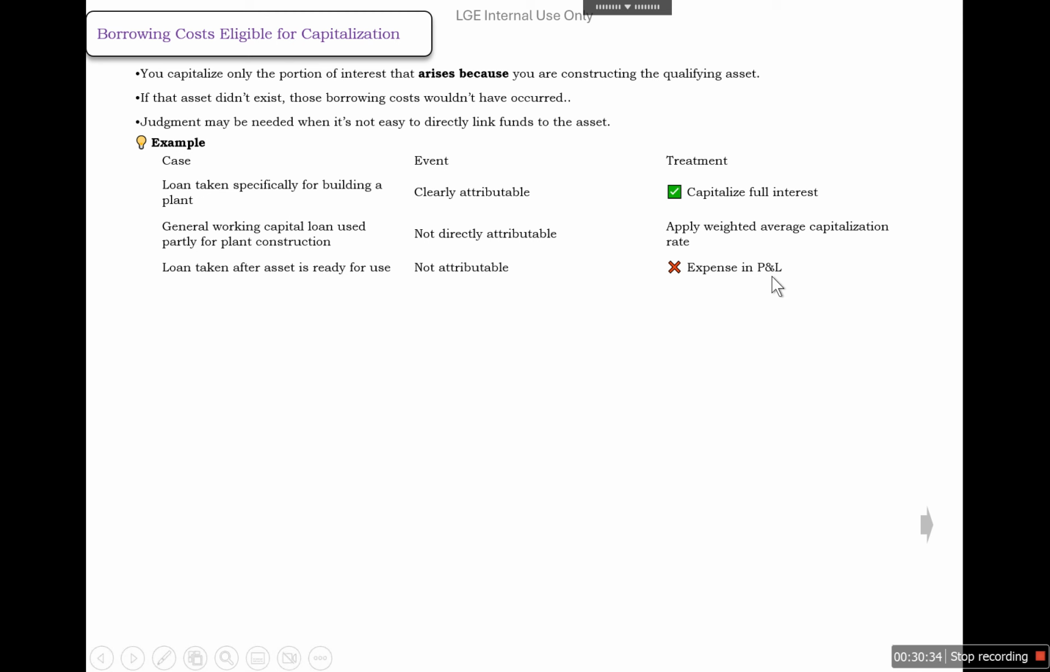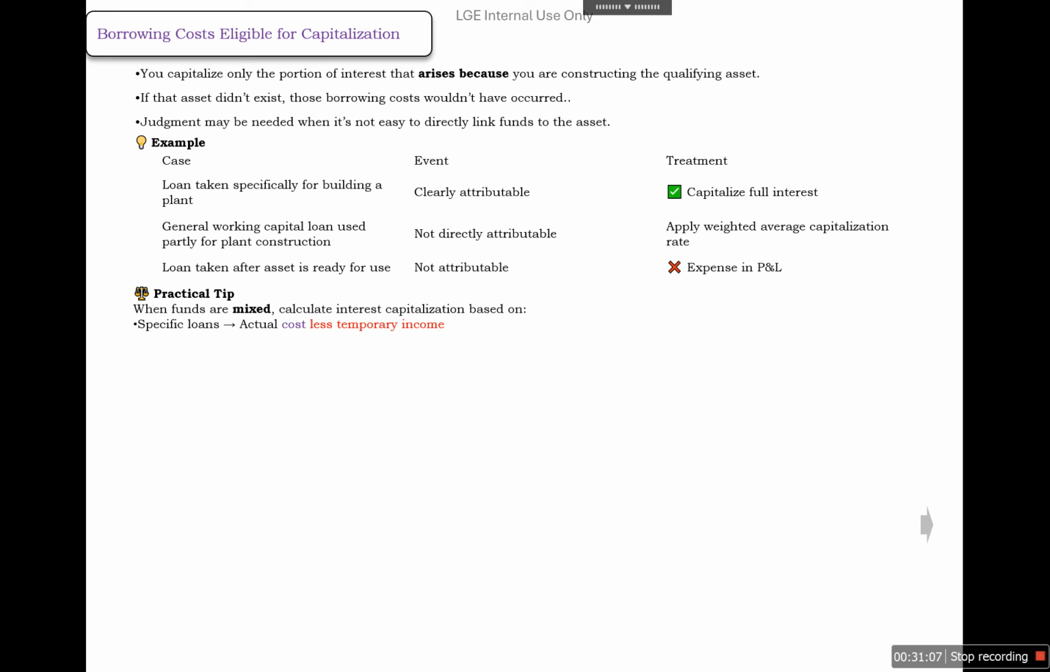And if a loan is taken after the asset is ready for use, it will be expensed off in P&L. It will not be capitalized because borrowing cost, as per definition, is for the purpose of the qualifying asset. And a qualifying asset is one that takes a substantial period of time for its intended use or sale. In this case, the loan is taken when the asset is ready for use. So this asset is not a qualifying asset. Because of that, the borrowing cost that we have incurred, we are not supposed to capitalize. We need to expense it off.